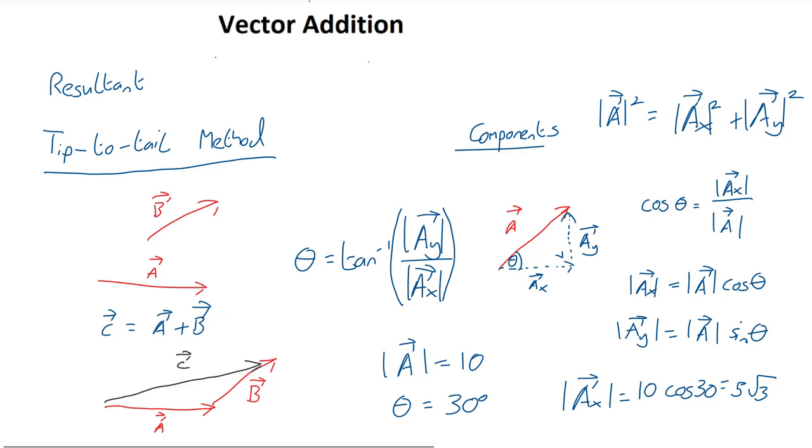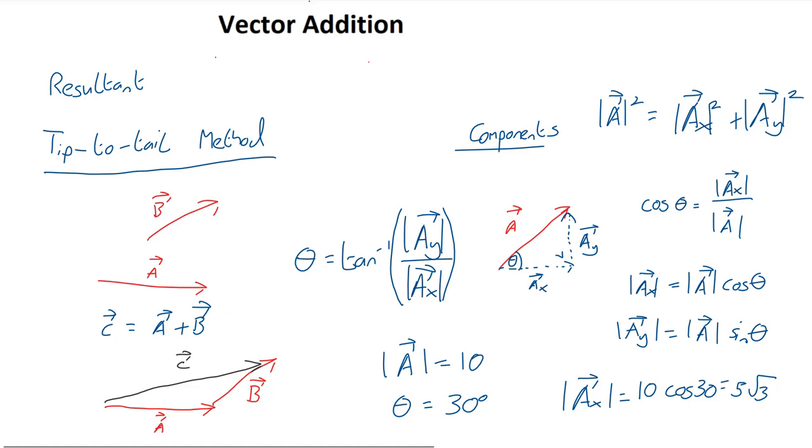If we wanted to add multiple vectors using this component method, we would find the horizontal components of each vector: A sub x, B sub x, C sub x, D sub x, and so on. Similarly for the vertical components. We would then add up all the horizontal components to get our resultant x component, and add up all our vertical components to get our resultant y component.